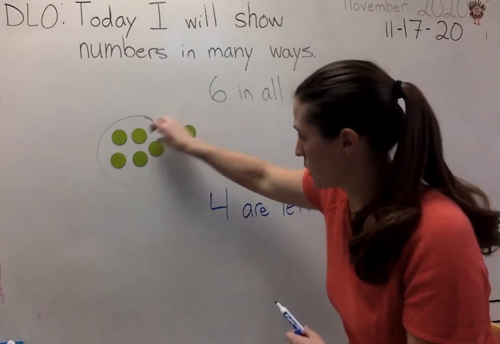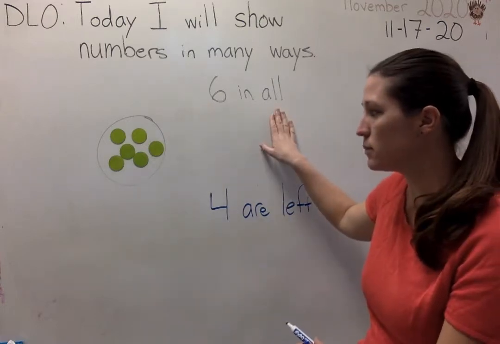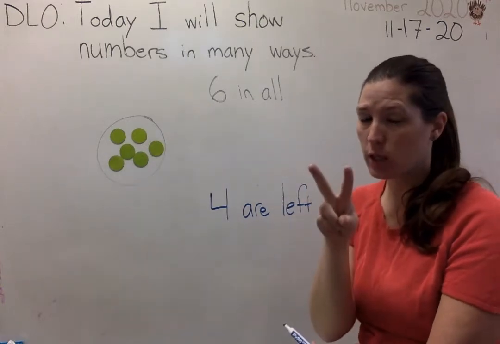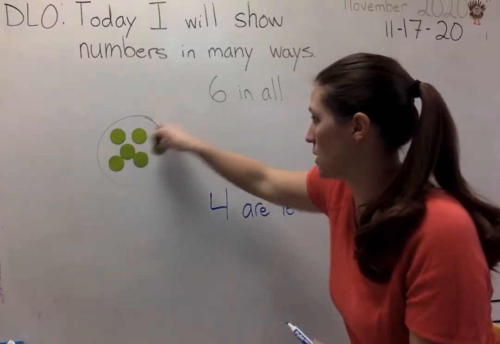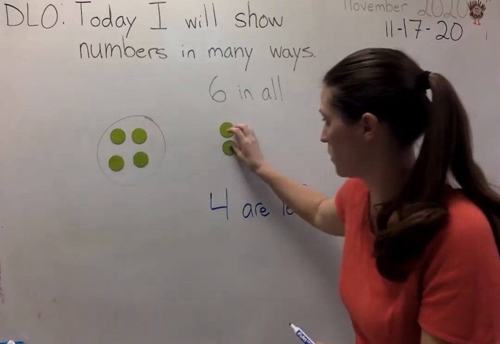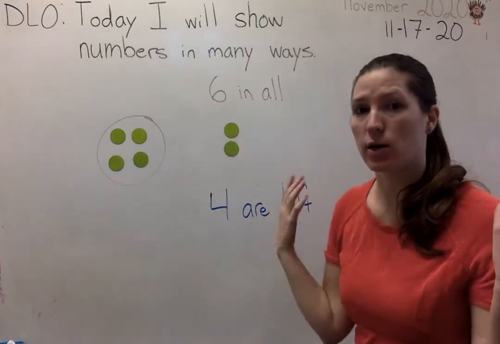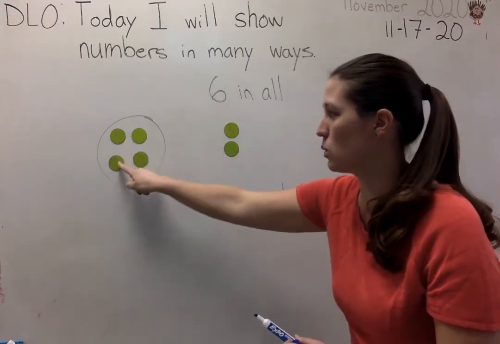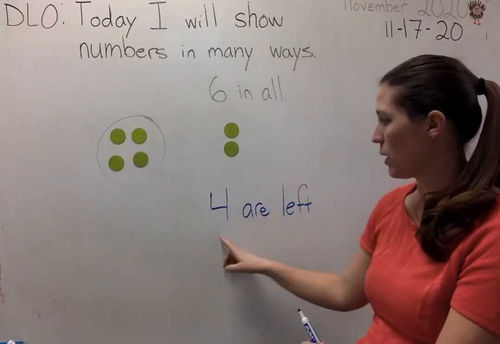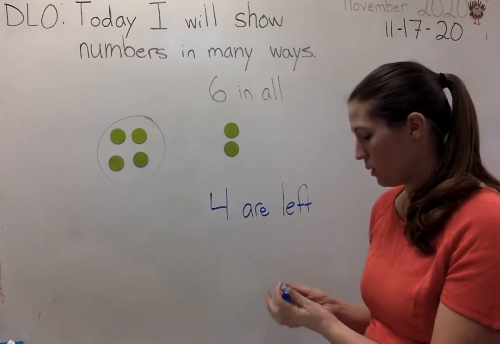We started with 6 cookies, 6 in all. I ate 2 cookies. How many cookies did I eat? 2. So I could take 2 of them off. I subtracted those ones. How many cookies are left, remaining on the plate? 1, 2, 3, 4. So I wrote my number. 4 are left.